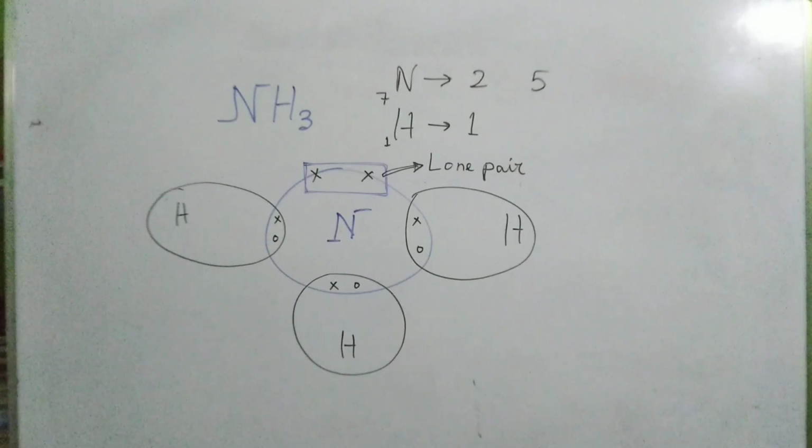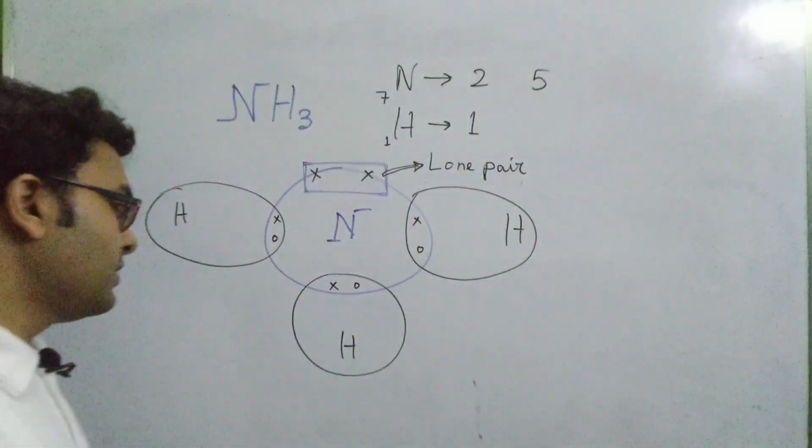So this lone pair here has no utility. It does not participate in any kind of bond. It is just present in the outer orbit, but it does not leave the orbit. It remains in the orbit. So this is the formation of the ammonia molecule.